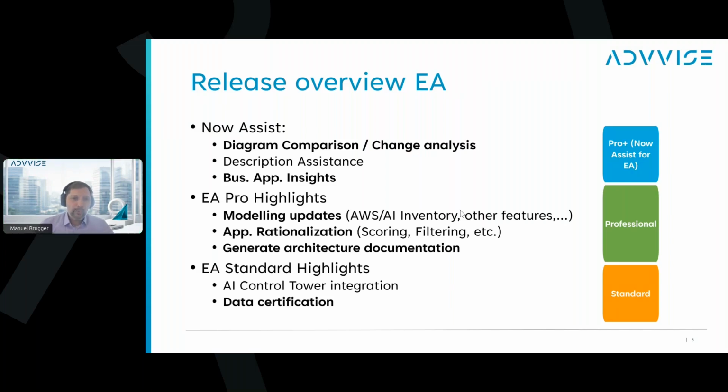For EA Pro, we have some new models when it comes to ArchiMate, but also new models for the AI inventory and AWS models and other features I just mentioned. Then we have the possibility to make better use of the application rationalization, in general filtering for applications, scoring and having the normalized and total scores next to each other. And we also have now the possibility to generate an architecture documentation out of the model, for example. So this is quite a nice one here.